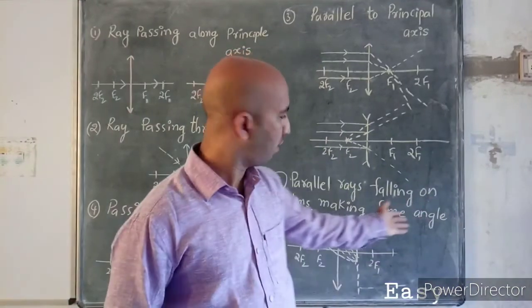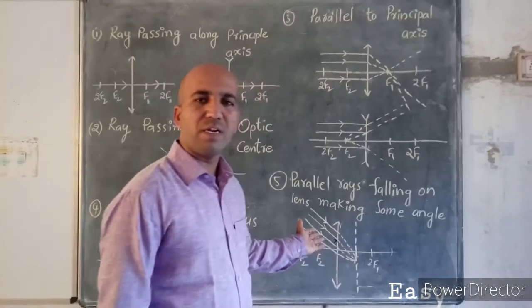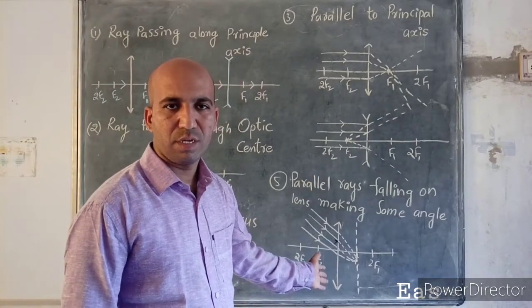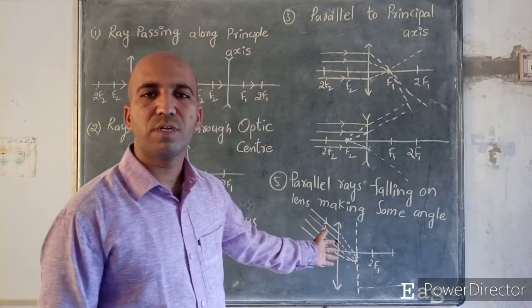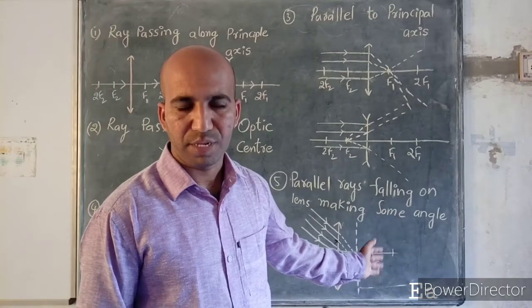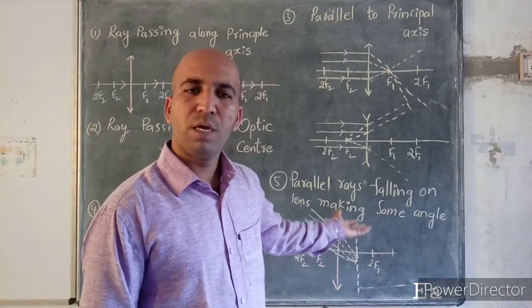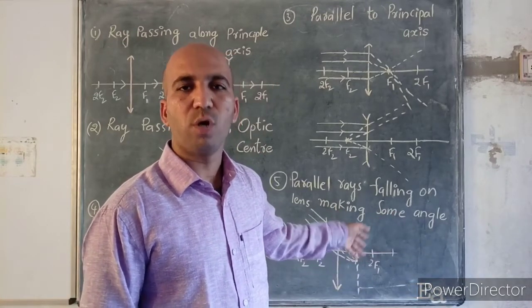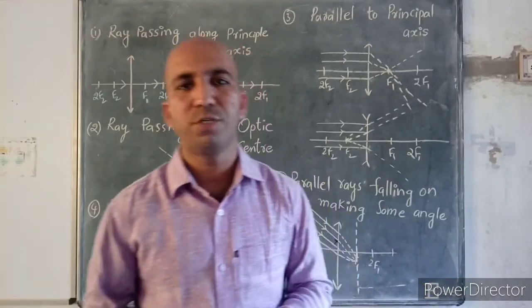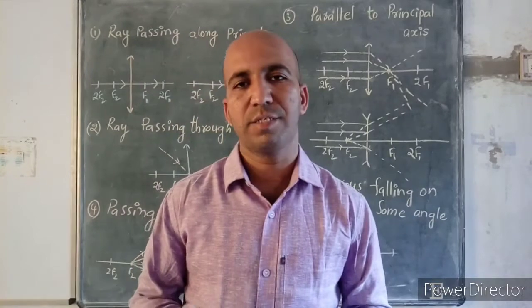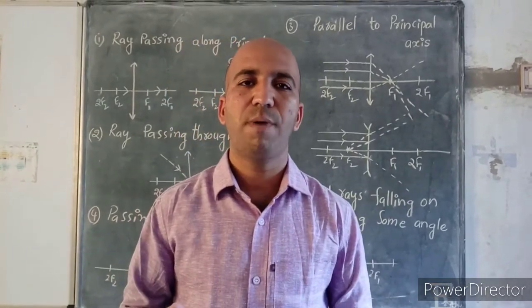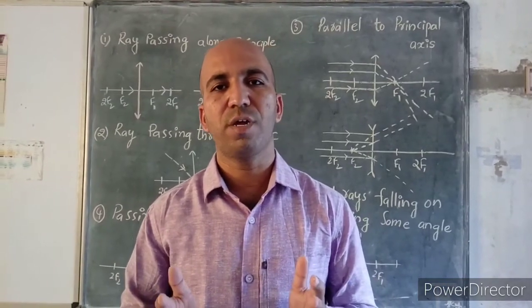And the last case, when a beam of parallel light rays falls on a lens, all the light rays will converge at a point on a focal plane, either it may be a convex lens or a concave lens. So these five situations are important to remember in this class. After that, in the next class, we are going to discuss the ray diagrams of a convex lens.